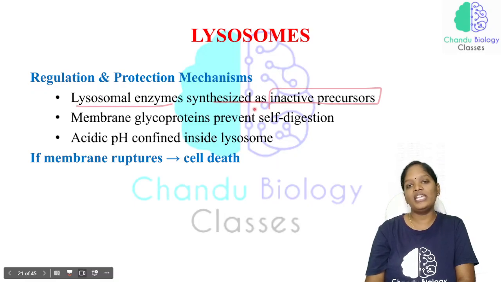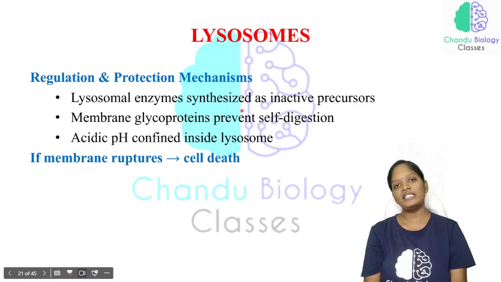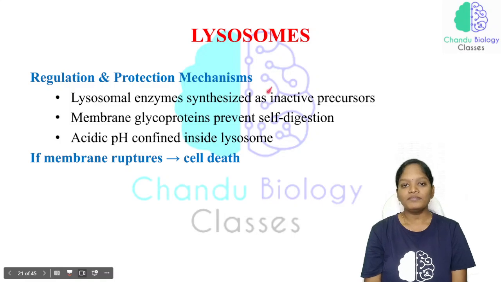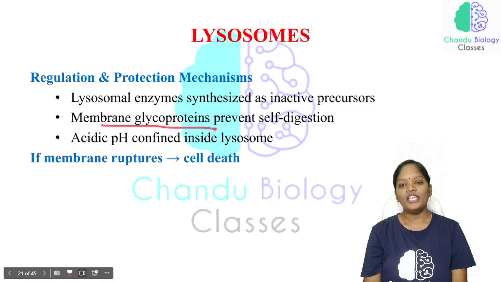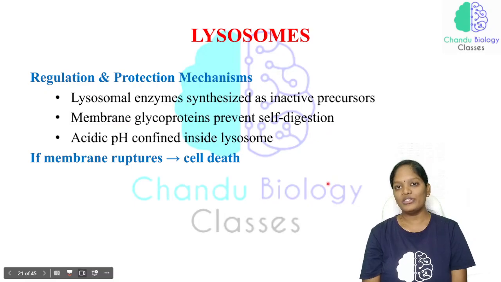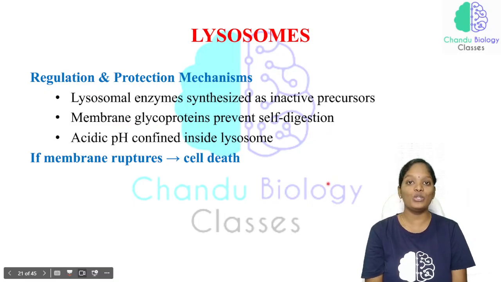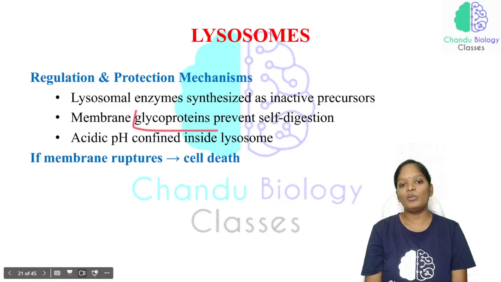Initially the enzyme which is synthesized in the primary lysosomes, as we have discussed before, will be inactive, an inactive precursor. Membrane glycoproteins prevent self-digestion. As we have mentioned before, why is the enzyme present in the lysosome not digesting the lysosome itself? Because of the protective glycoprotein.